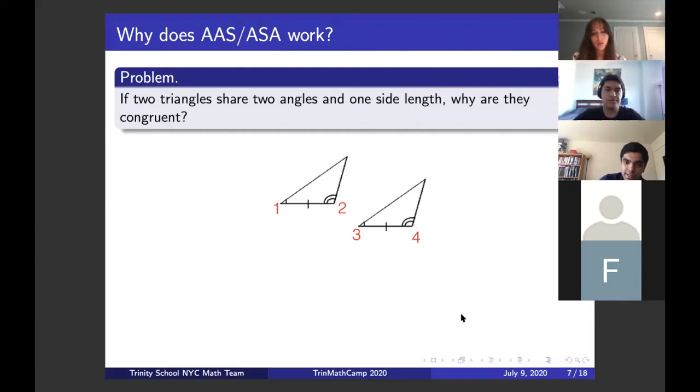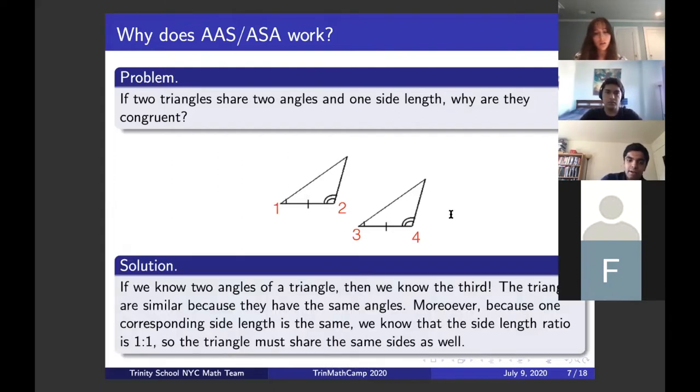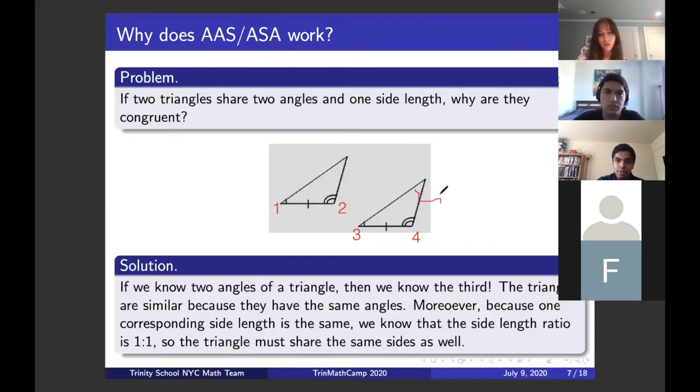What's key to realize is that there's higher level mathematics that can be involved, but we can look at this just based on the visual diagram. If we know two of the angles, we know the third, because that's just 180 minus the two angles. The triangles are similar because they have the same angles. We talked about this: if they have all three of the same angles, they're similar. When we say one of the corresponding side lengths is the same, then the rest of the side lengths also have to be equal, because this goes into more complicated mathematics with trigonometry. The rest of the side length ratios must be 1:1 since the angles are also 1:1. That's the intuition.